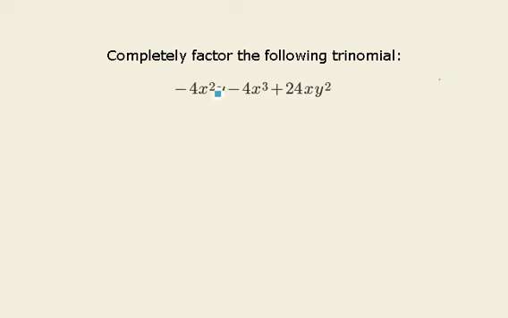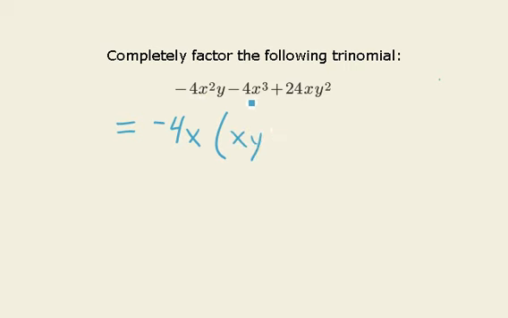Since I commonly don't like leading order terms that have a negative in them, why don't I actually factor out, instead of just a 4x, a negative 4x? And let's see what we have left. I take a negative 4x out of this. I'm left with one of those x's, and I'm left with that y.